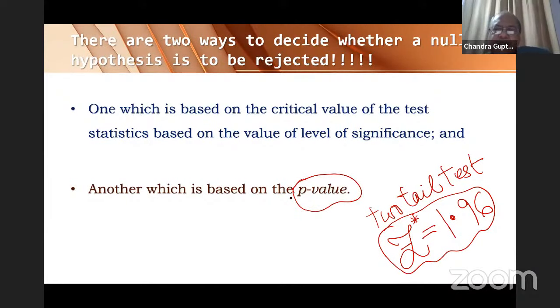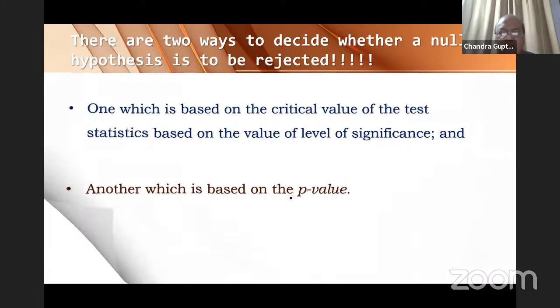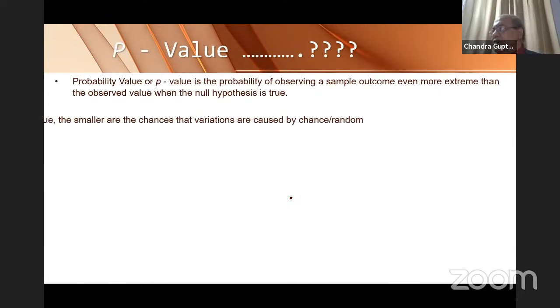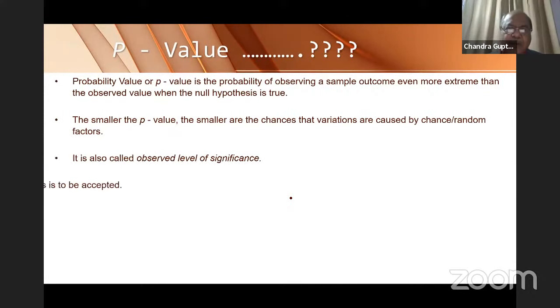Anyone, what is probability value or the p-value? What is it? These days, every software throws out the probability value, and we take a decision on the basis of the probability value, whether the null is to be rejected or not to be rejected. Anyone like to say something about probability value?